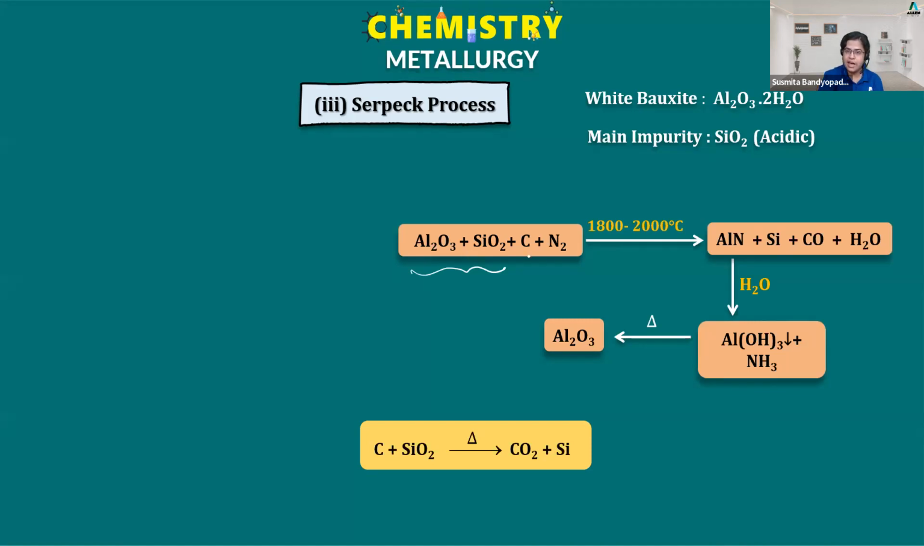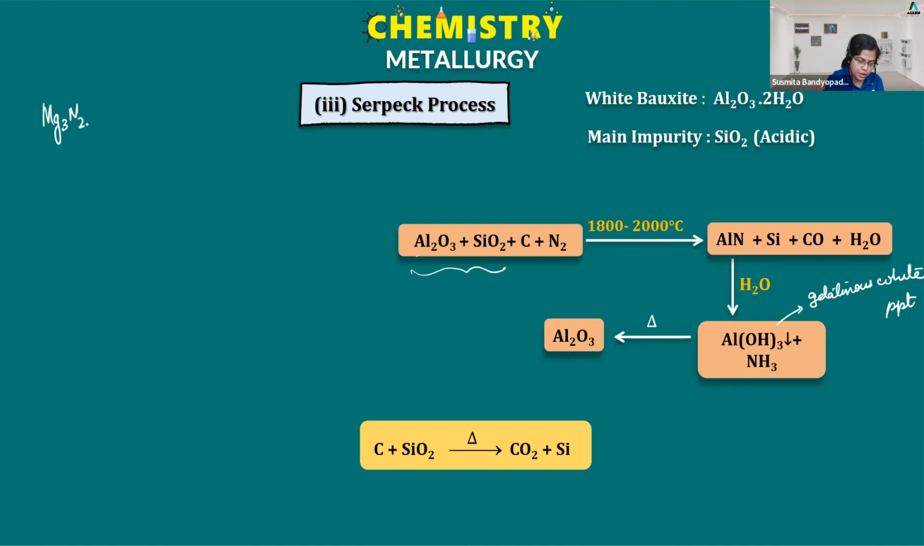Everyone, when we add a reducing agent in a stream of nitrogen and very strong heat, aluminium nitride will be formed. SiO2 will be reduced by coke as a reducing agent into Si. Aluminium nitride, when hydrolyzed, liberates ammonia gas and aluminium hydroxide, a gelatinous white precipitate. When this gelatinous white precipitate is heated, I'll get pure Al2O3. So white bauxite contains SiO2 as the major impurity, which can be removed by the Serpex process.